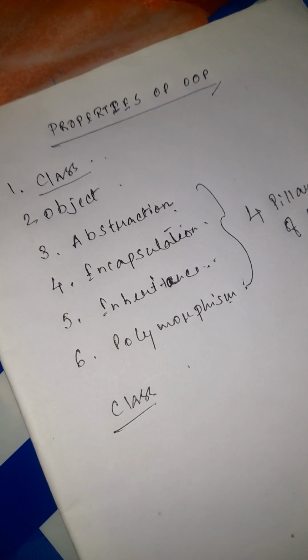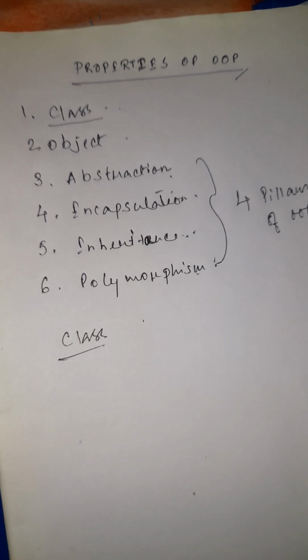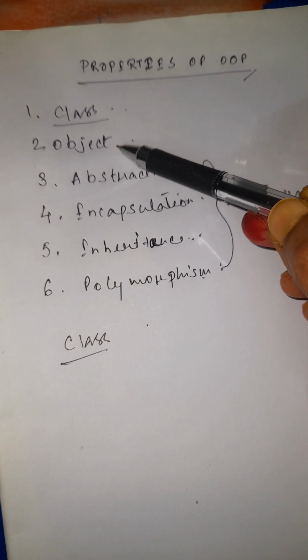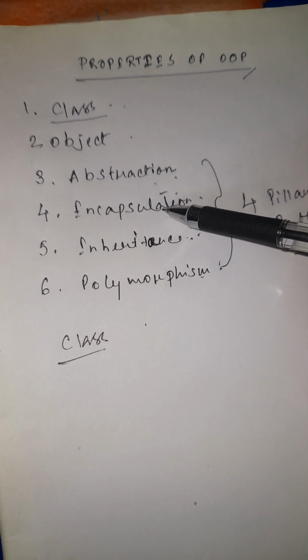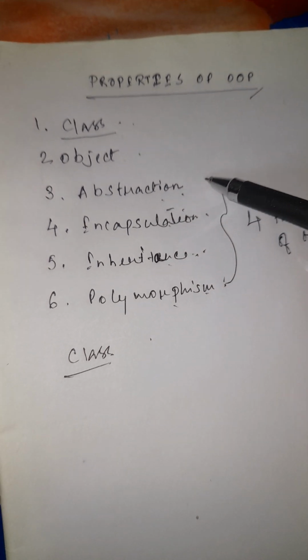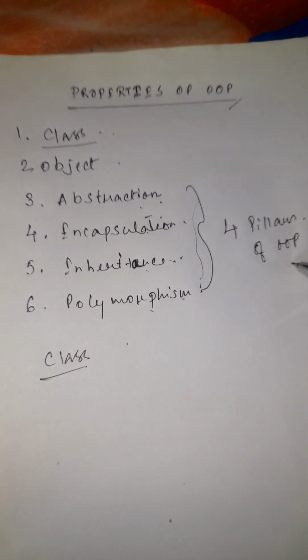Today we will discuss the properties of OOP. What are the properties of OOP? They are class, object, abstraction, encapsulation, inheritance and polymorphism. These four properties are known as the four pillars of OOP.